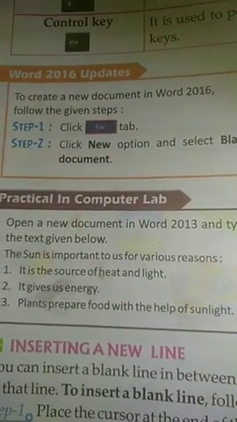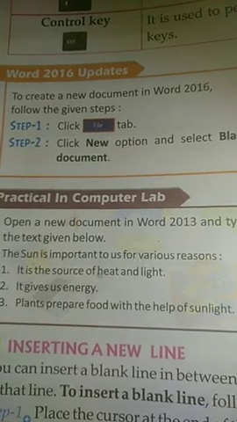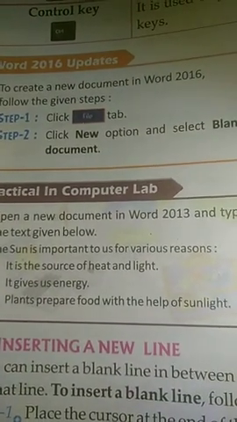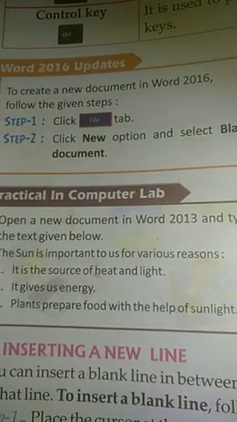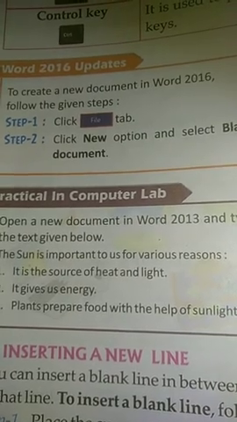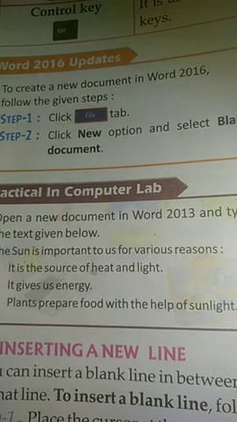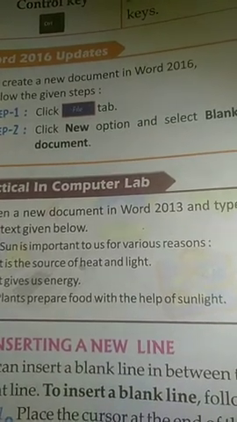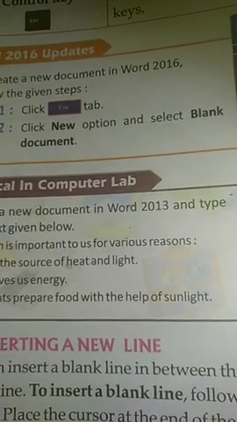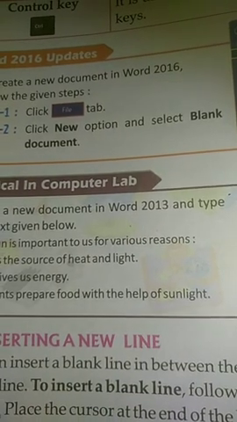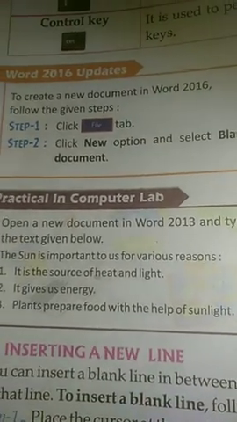One more new update is here in Word 2016. To create a new document in Word 2016, what do you have to follow? You have to follow 2 steps only. Click on the File tab, and after that a menu will come. Then there is a New option. So click the New option and select Blank Document.